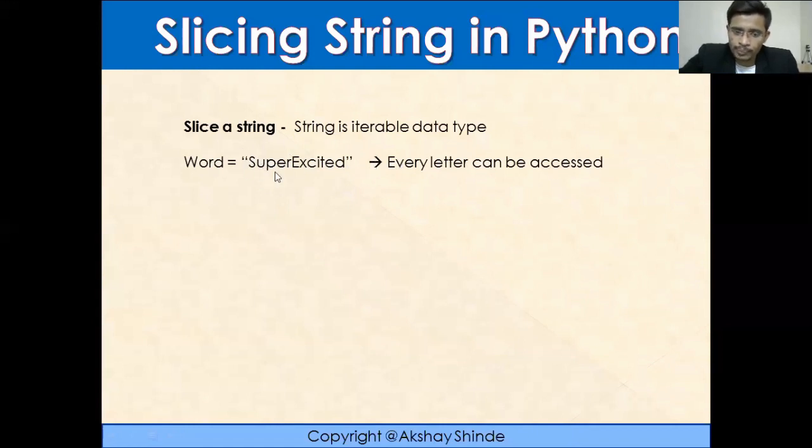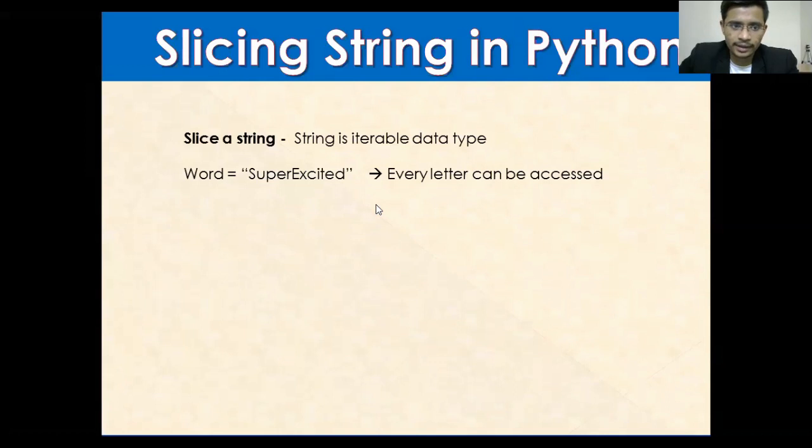String is an iterable data type, and you can iterate over every letter. This is the 0th index, this is first, second, third, fourth, like that. You can visit every element, every letter of this particular word. How to do that? Let's first see how to access every letter. I'm just going to create a new file for this as well, called slice. So I have a word called "super excited".